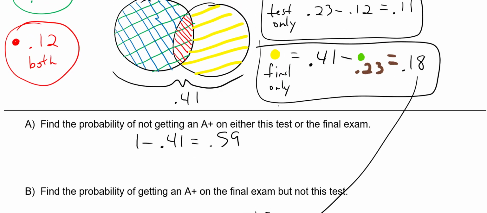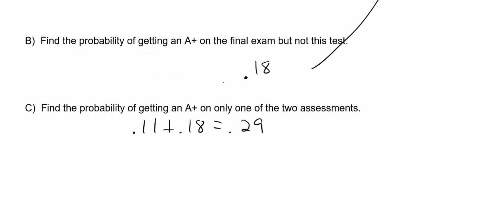Okay, or you could have said, again, we're only getting one. You can't get both. So it's going to be 0.41 minus that red section in the middle. That would be the same thing too. 0.41 minus red, so 0.41 minus 0.12 gives us the exact same answer. Okay? That's important. Only one, which means either the test or the final, not both. So not that middle section. All right? That's pretty easy, right?